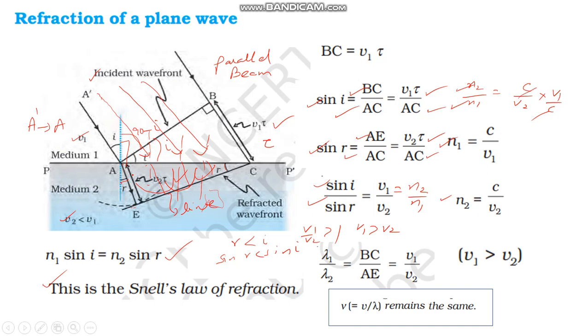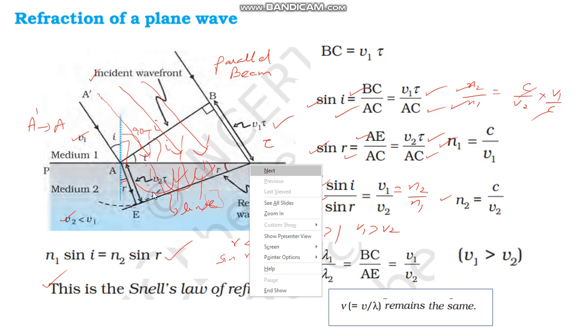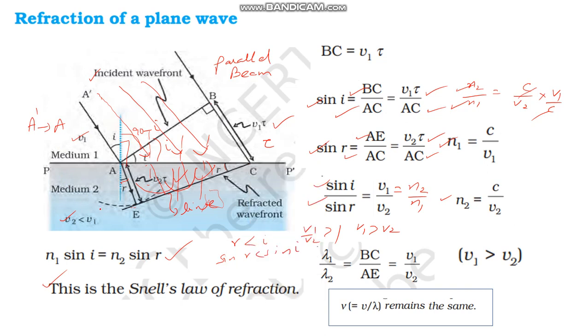And if you explain this in terms of lambda, which is wavelength, let us say this BC distance is lambda 1, and this AE distance is lambda 2. So lambda 1 by lambda 2 will be BC by AE, right? But BC by AE you have already calculated that it is V1 by V2. So you are getting lambda 1 by lambda 2 is equal to V1 by V2.